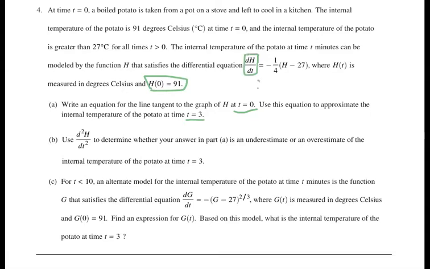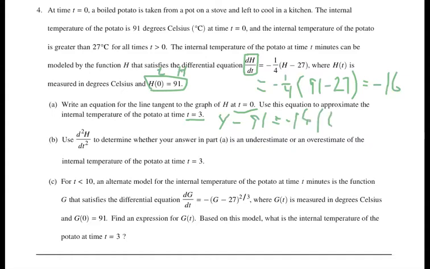So we want to plug our h in, and this is t, and this is the h value over here, the 91. So we're going to get negative 1/4 times 91 minus 27, and that's 64. Negative 1/4 of 64 is negative 16. So my tangent line is y minus 91 equals negative 16 times t minus 0. Now you didn't have to put the minus 0 there, but you could. And now we want to take this 3 and plug it in right here.